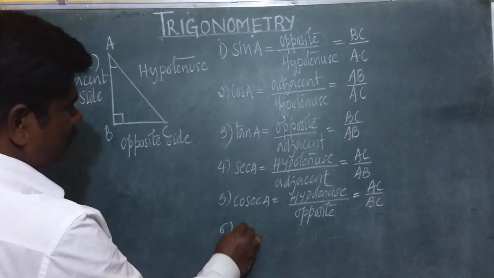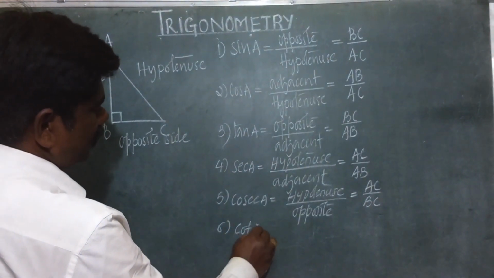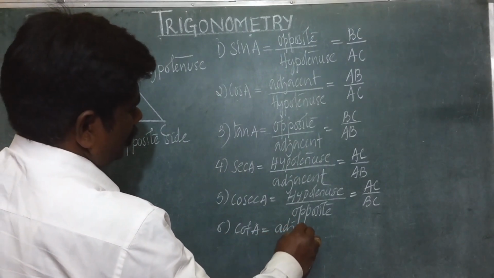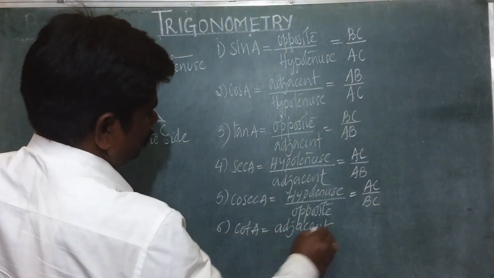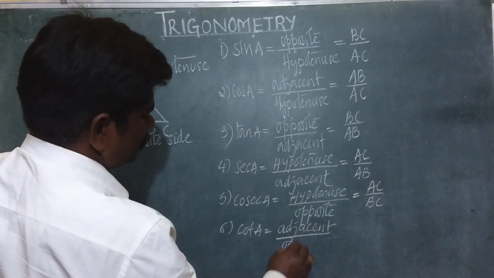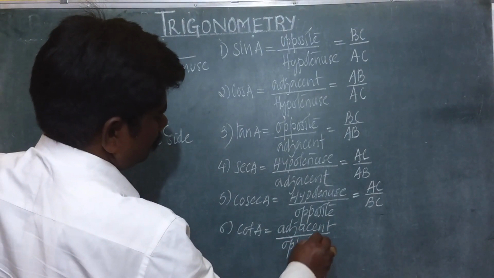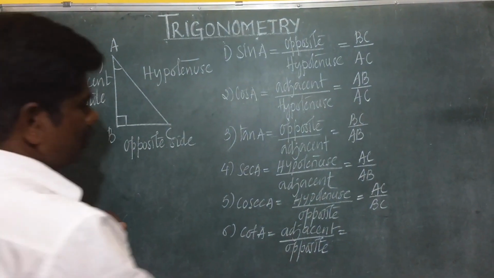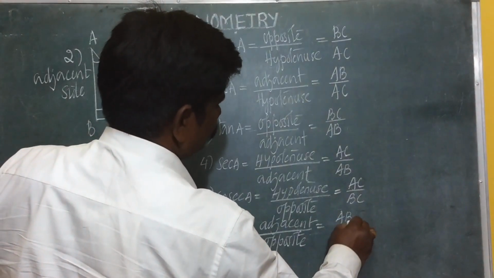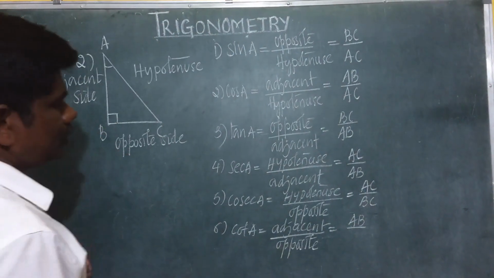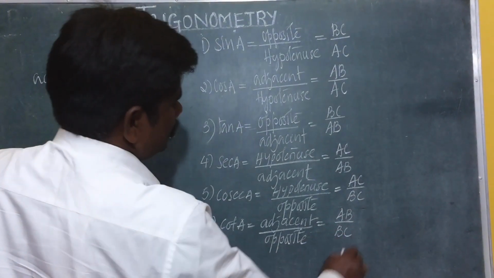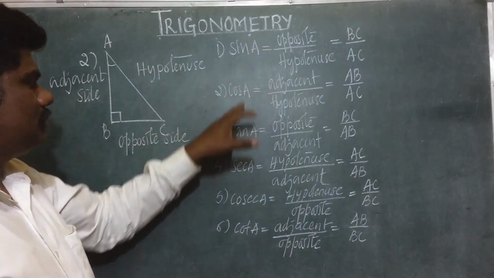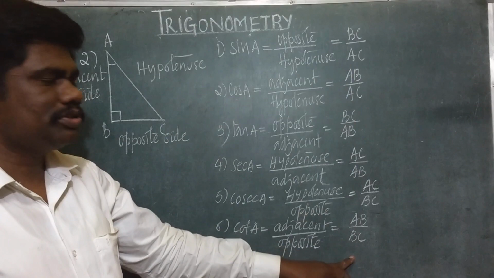Then the sixth trigonometric function is cot A, which is equal to adjacent upon opposite. Adjacent here is AB and opposite here is BC. So with respect to A, we get the 6 trigonometric functions this way.